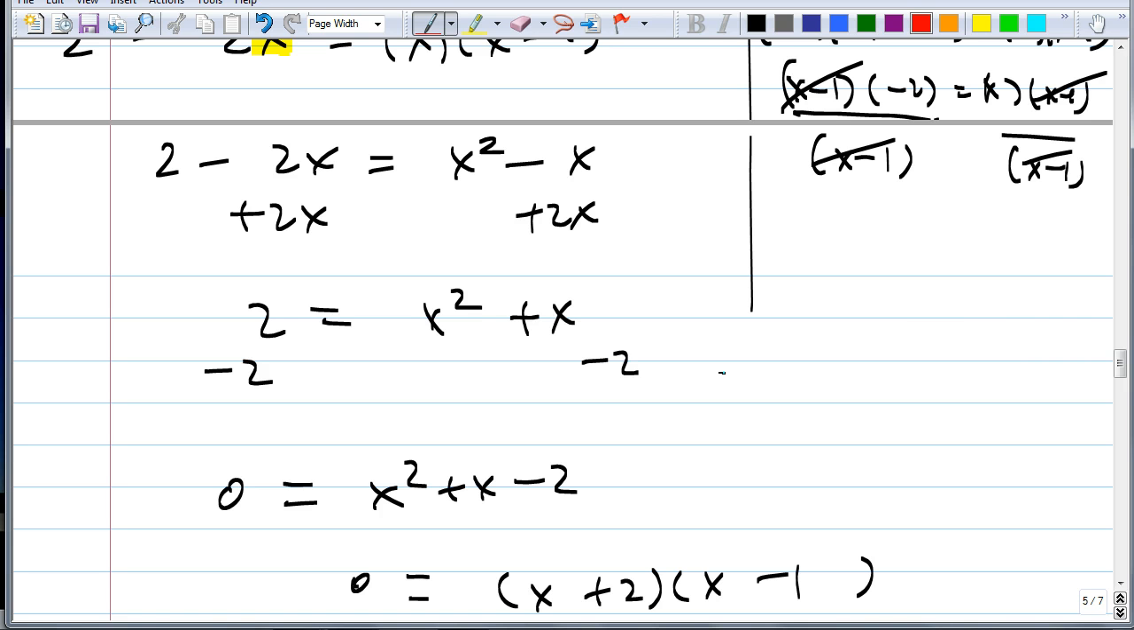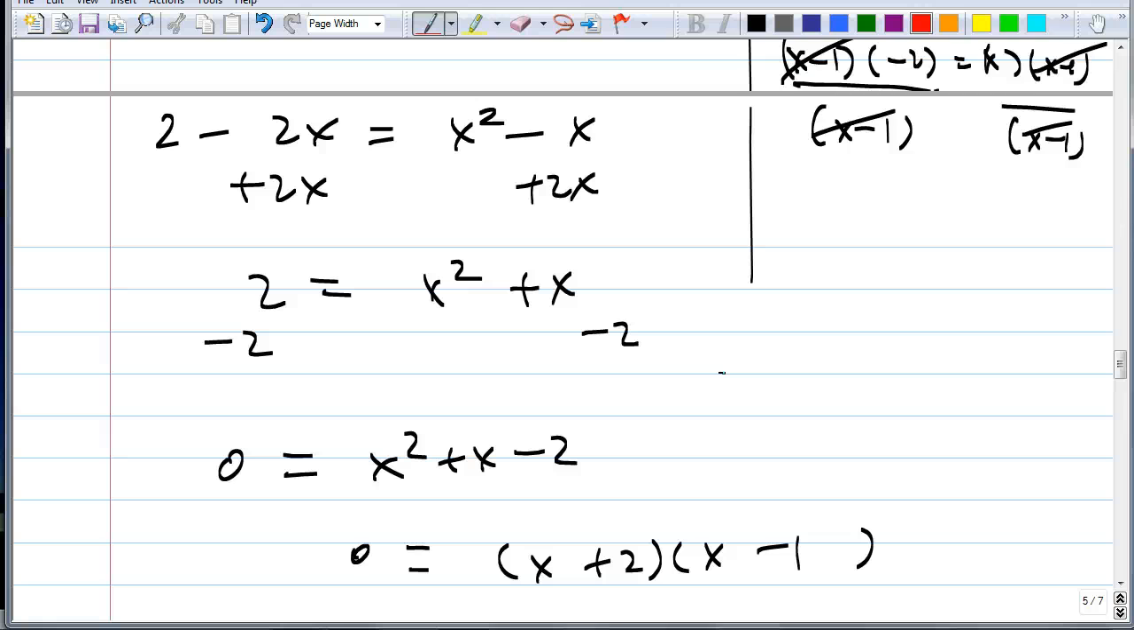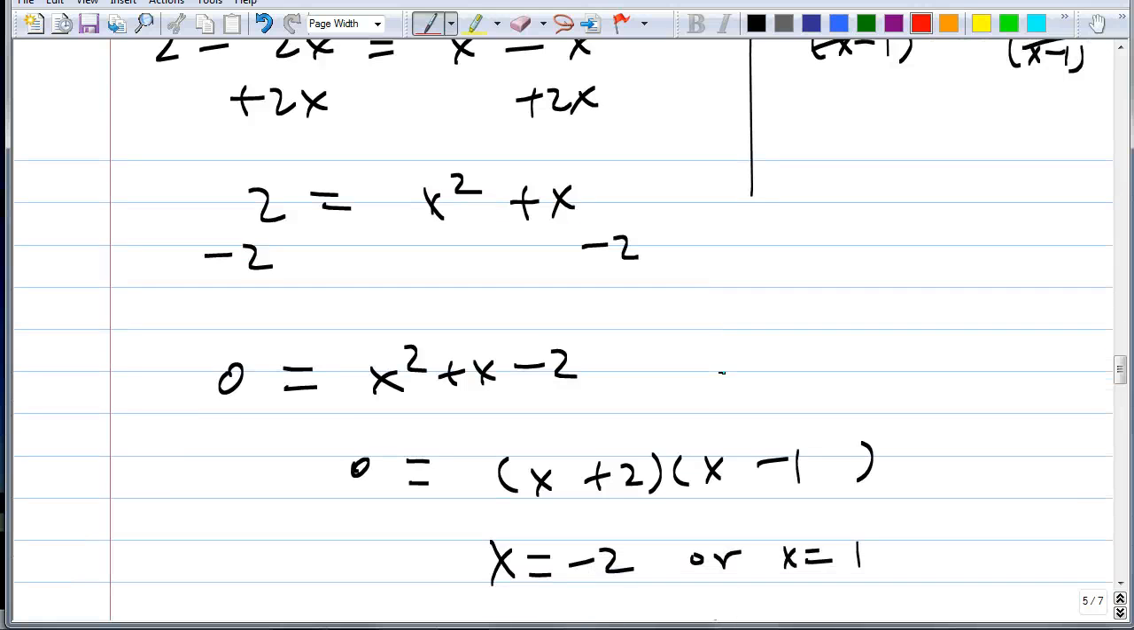This is only true if, using the zero product property, x plus 2 equals 0, class, or x minus 1 equals 0. So what are the 2 solutions you get? x could be negative 2 or 1. Does that make sense? Right? This is true if x plus 2 equals 0 or x minus 1 equals 0. You add negative 2 to both sides and then 1 to both sides. That's what you get.